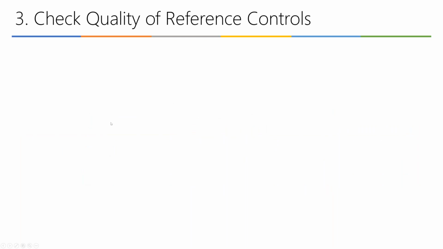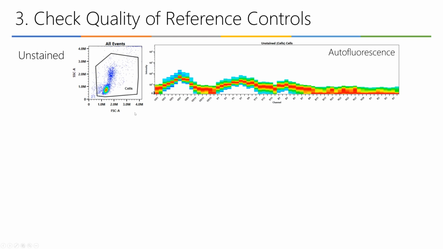Step number 3, check the quality of your reference controls. These are the single color controls that we use to calculate unmixing, or the contribution of each fluor in the panel to your multicolor sample. So in order to have good unmixed results, we need to feed the algorithm with optimal controls. You first need an unstained tube with a clean background that matches your fully stained sample in terms of same type of cells, same staining protocol, and same stimulation, if any.